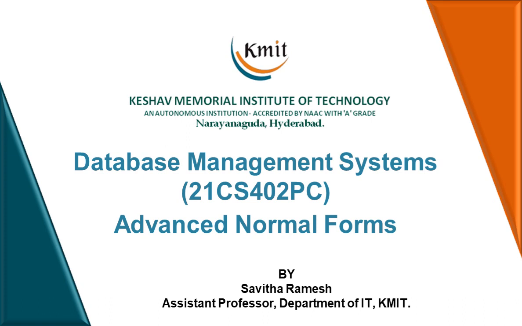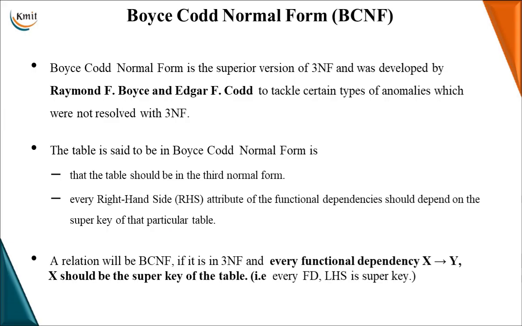Hello everyone. Today we are going to throw some light on advanced normal forms. We have seen up to the basic normal forms like 1NF, 2NF and 3NF. Today we'll discuss Boyce-Codd normal form, which is called BCNF. BCNF is a superior or advanced version of 3NF.